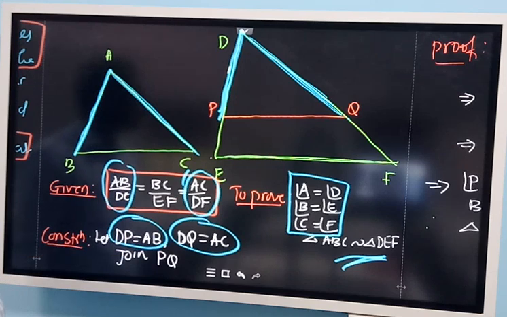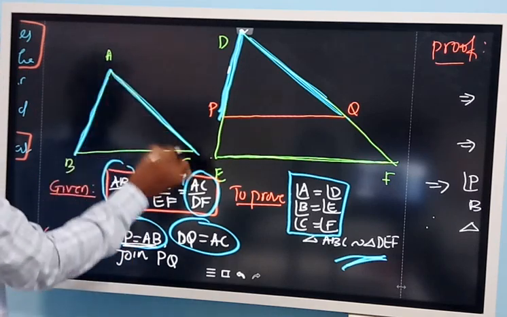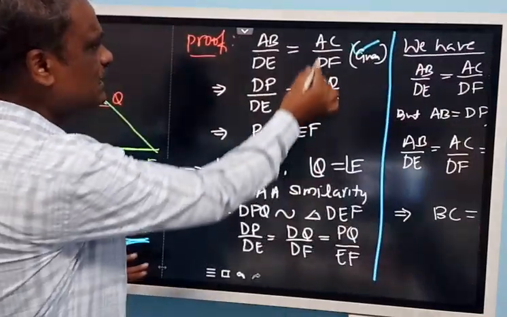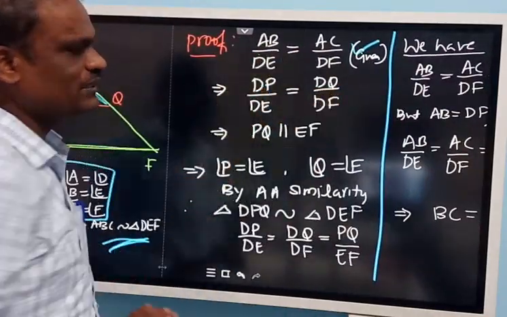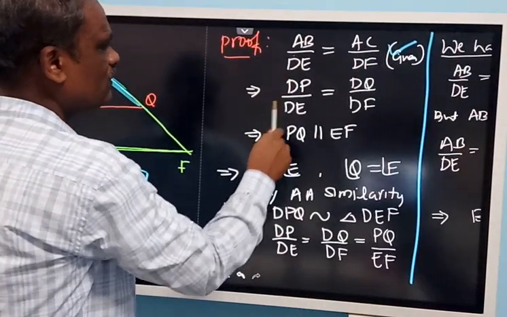Can we write? Construction. Because of the construction, AC can be written as DQ, and AB can be written as DP. Now look at this. What do you get? DP by DE. What is that you got?